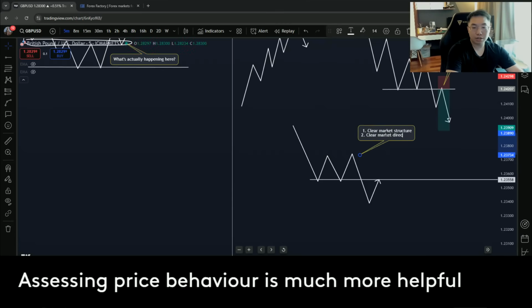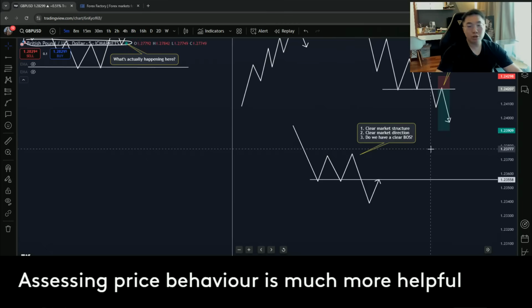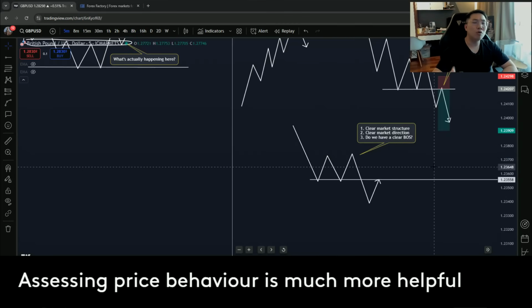clear market direction. Remember, market structure and market direction are two completely different things. Market direction simply means, is it going up, down, or sideways? Market structure means, are we on a strong trend, weak trend, are we channeling, are we consolidating? These are market structure. And also, do we have a clear BOS? When you have a clear market structure, clear market direction, and a clear BOS, use a limit order. Why? Don't bother wasting your time assessing price behavior when the market is simply on a very clear trend. So let me show you all something here.